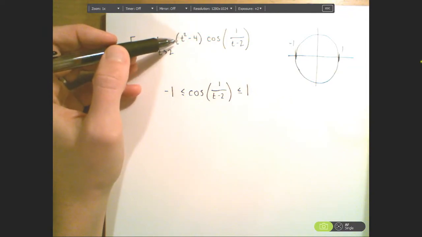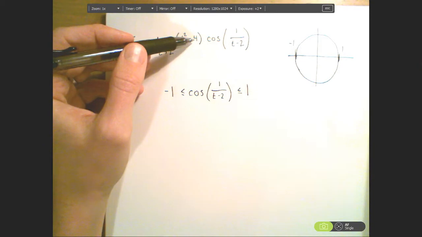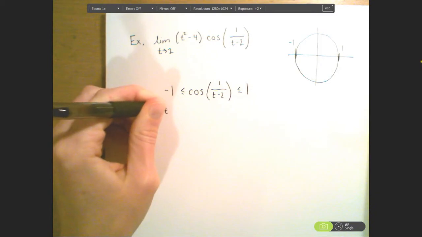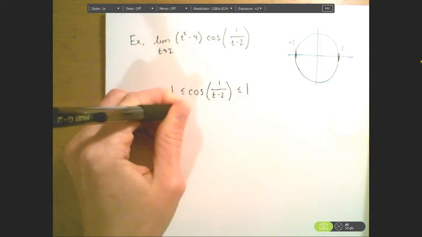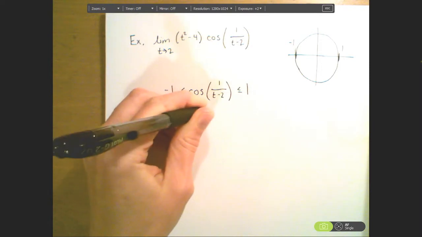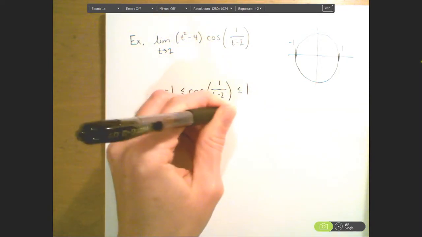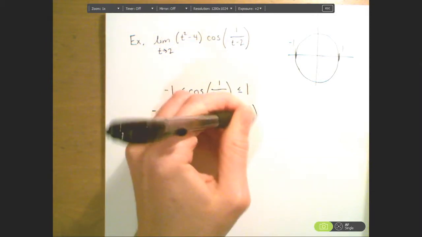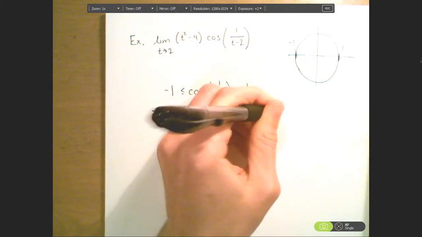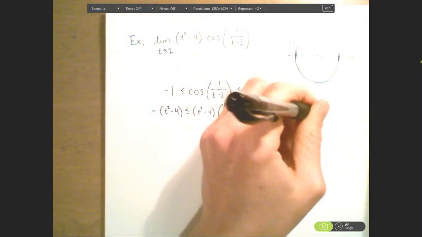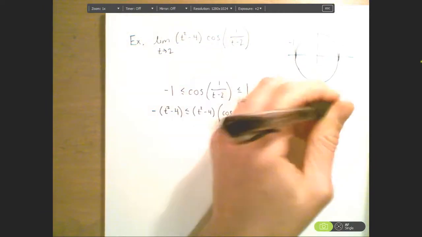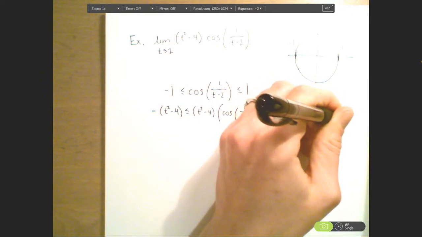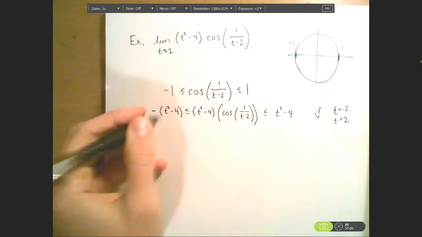So as long as my t values are outside of -2 and 2, we're left with the negative of t squared minus 4 is less than or equal to t squared minus 4 times the cosine of 1 over t minus 2, is less than or equal to t squared minus 4, if t is less than -2 or if t is greater than 2. And what does this simplify into?